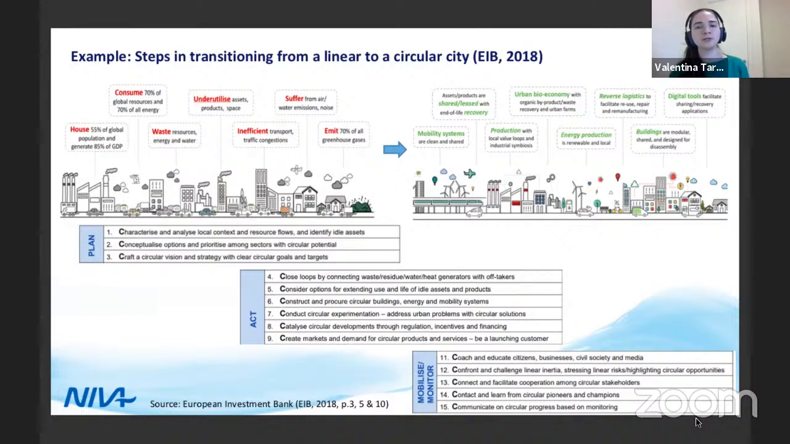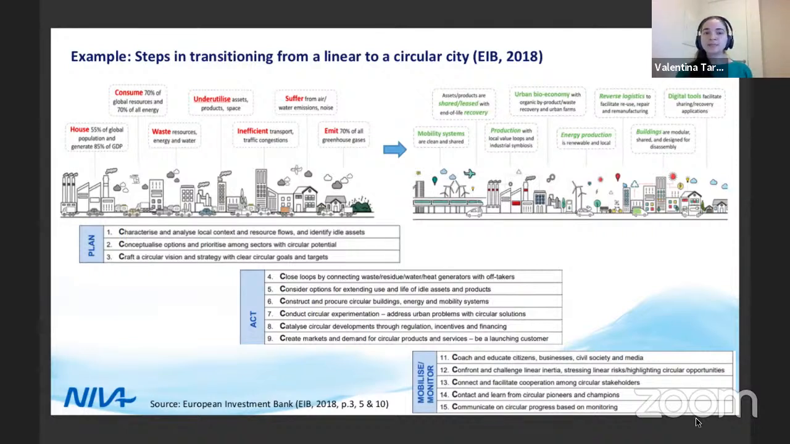And here we can mention one important step, which is to characterize and analyze the local context and resource flows. The focus of a circular economy must be on the economic and industrial profile of a city, identifying the sectors with highest wastage and potential for increasing product use, waste minimization and closing loops of materials. This can be done through an urban metabolism study that maps all resource flows.